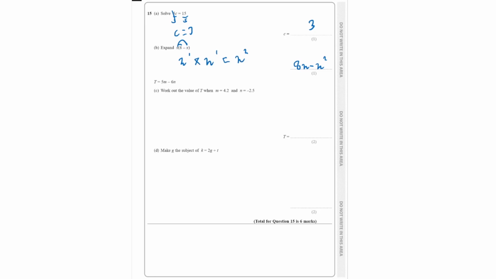t is equal to 5m minus 6n. Work out the value of t when m is 4.2 and n is negative 2.5. So we simply substitute it into the equation. t is equal to 5 into m, which is given as 4.2, minus 6 times n, which is negative 2.5. We can use a calculator to find our answer.